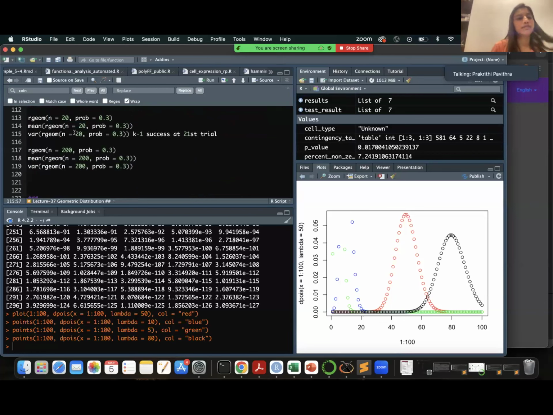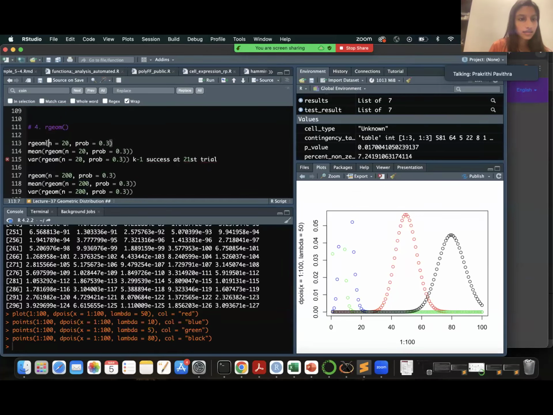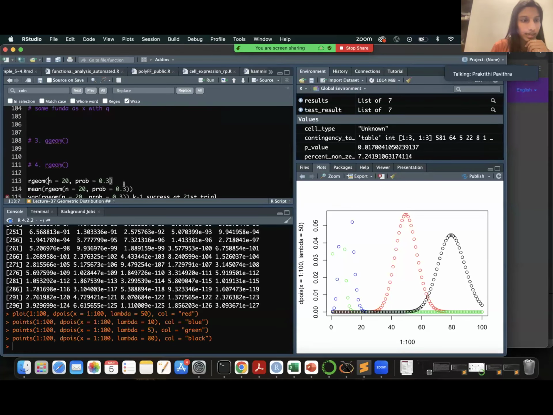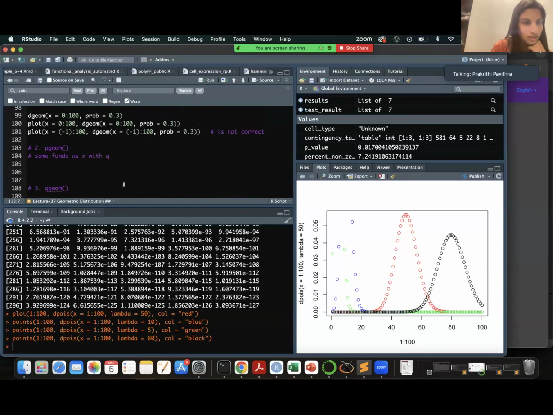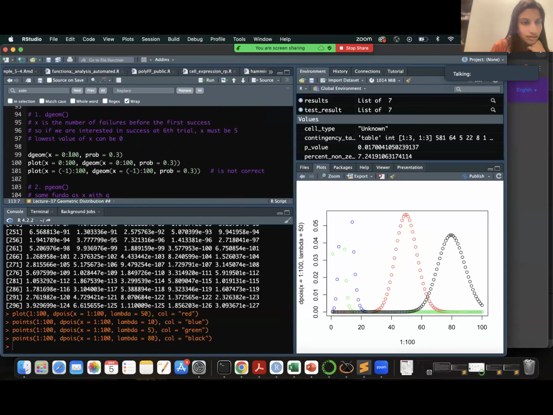So in R, you specify n is equal to k minus 1. So this one means that you got your success at the 201st trial. When you want to do this, you just generate random numbers. If you want to plot it, you just do it like this: dgeom, x is equal to 0 to 100. So these are all your failures.